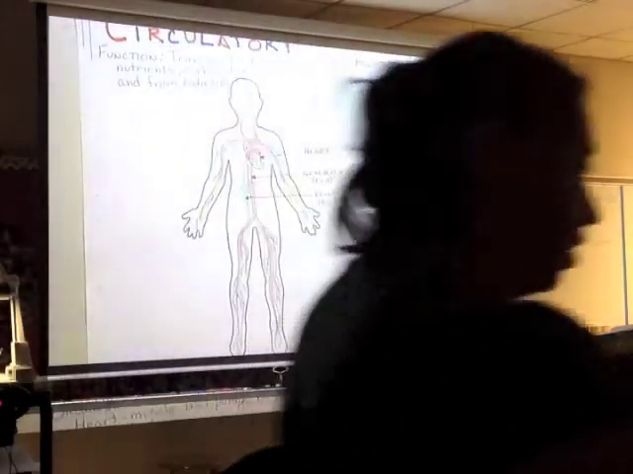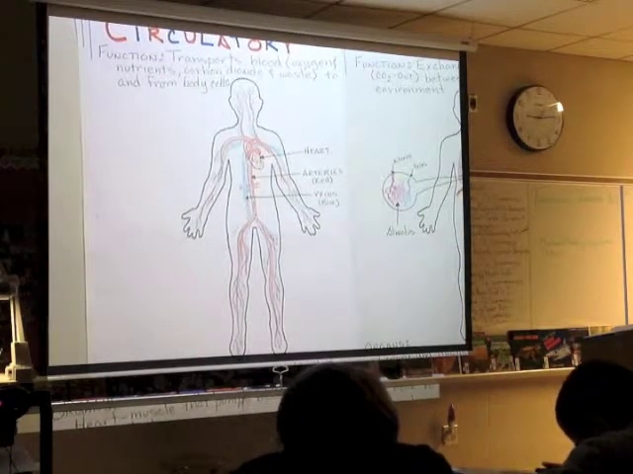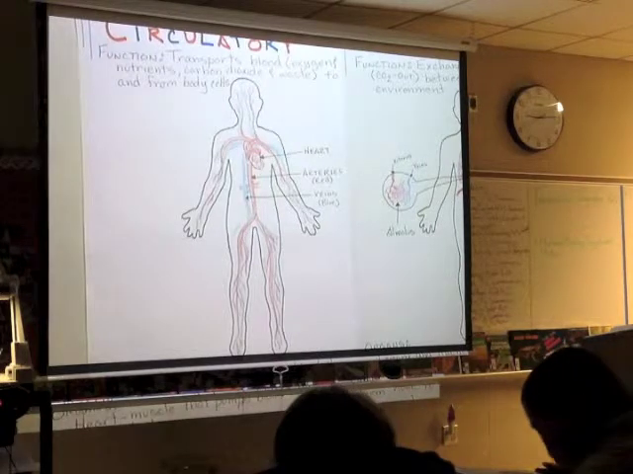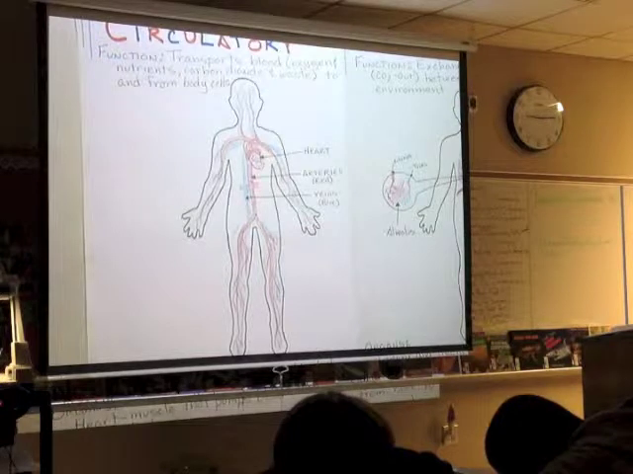Looking at the organs, we can see that the major organ obviously is the heart, and then you have arteries and veins. All three of those are major. All of them are needed in order for that transport to occur.